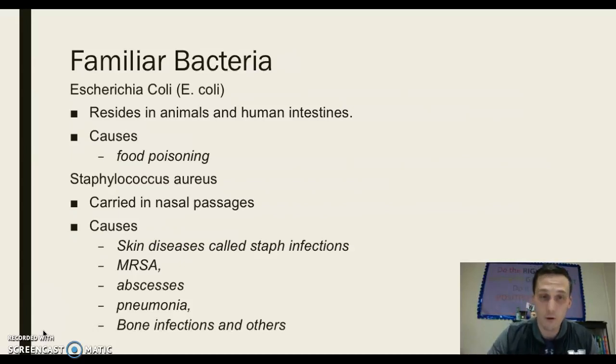Staphylococcus aureus. This is carried in our nasal passages. So that's going to spread through sneezing, picking your nose and such. Anything that's going to pass on mucus, basically from one person to the other, can carry these types of diseases. They're going to cause staph infections, MRSA, abscesses or growths of pus under your skin, other infections like pneumonia or bone infections.